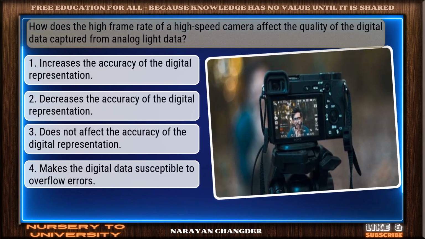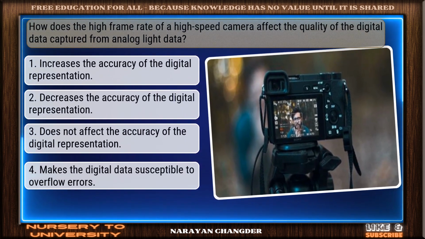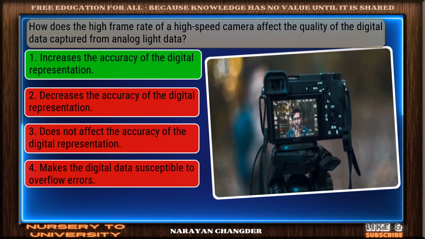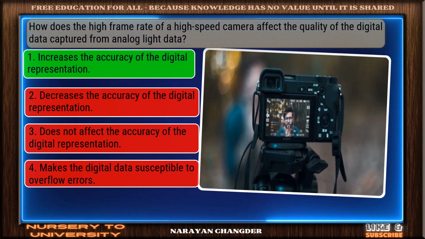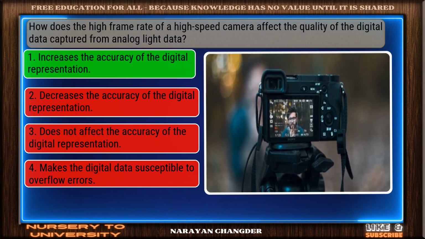Question number 14. How does the high frame rate of a high-speed camera affect the quality of the digital data captured from analog light data? You got it. Your choice, increases the accuracy of the digital representation, is right.